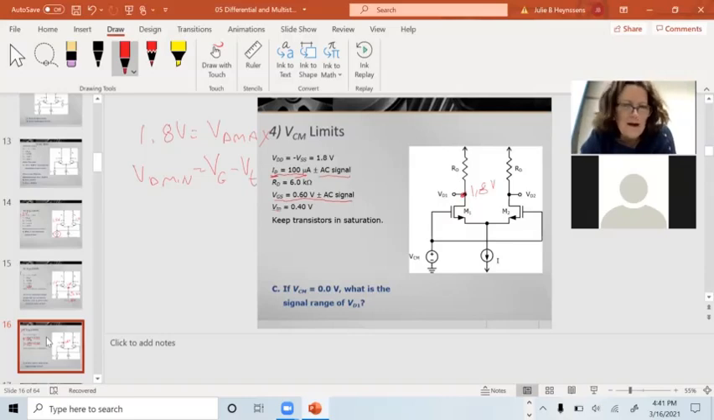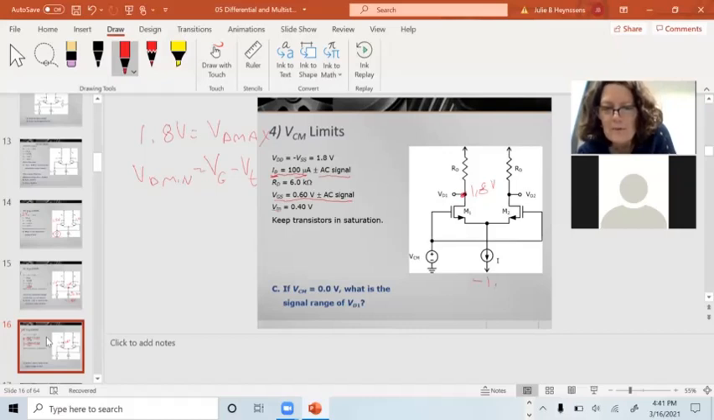The minimum value of VG, oh, I know where that came from. The minimum value of... boy, I put a lot of thought into that, and I don't understand where. Okay, that's one of my random things.